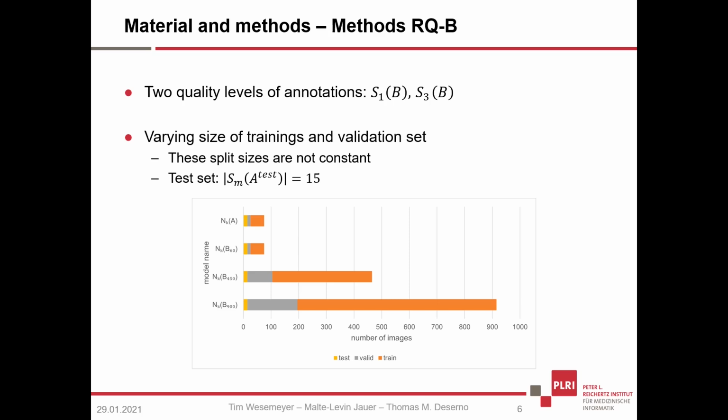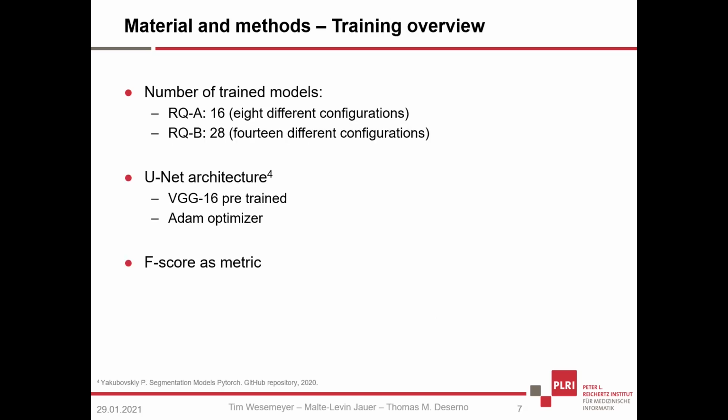To compare models of RQA and RQB, we decided to use the same test set of images for all models. In particular, 15 images from dataset A with high quality annotations. During our work, we trained 60 models for RQA and 28 models for RQB, using an already implemented version of the UNet by Jakubowski with VGG 16 pre-trained models. To compare those models, we use the F-score as error metric.